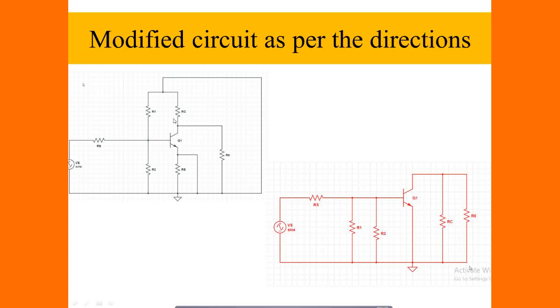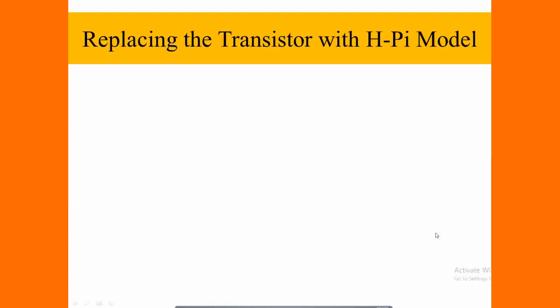Simply, we are changing the orientation of R1 and RC like this, as R1 is connected from the base to the ground. The same we are representing here, R1 connecting from the base to the ground. RC is connecting from the collector to the ground. The same is modeled here. Later, we are replacing the transistor with the hybrid-pi model.